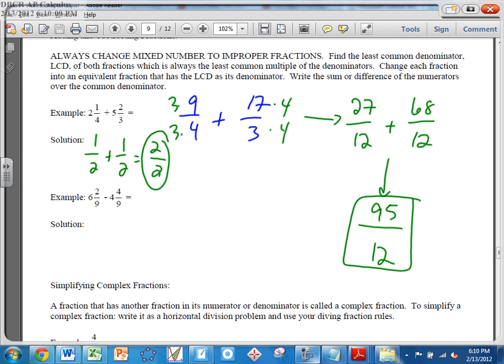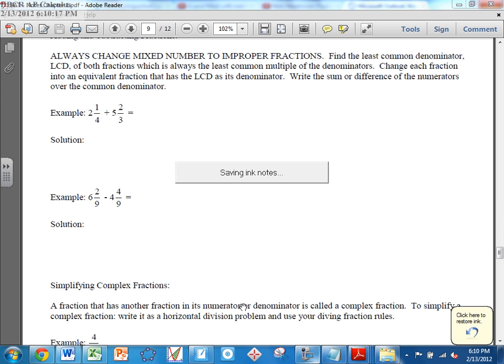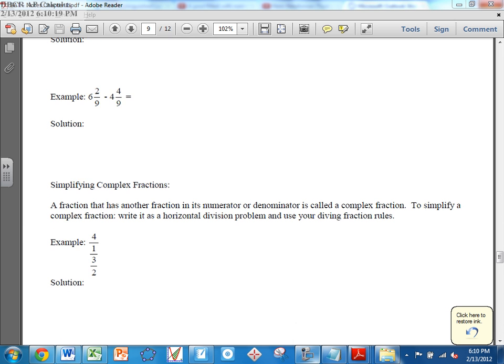Again, you can then convert that back to a mixed number if you would like to. I'll leave the subtraction one for you to try on your own. Same rules apply, except now you're going to subtract the numerators once you get them to be common.